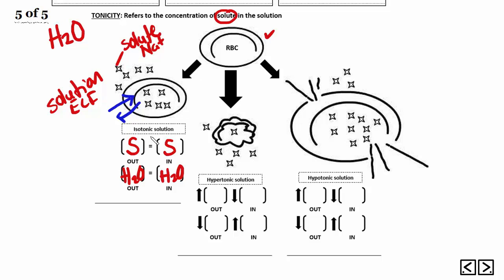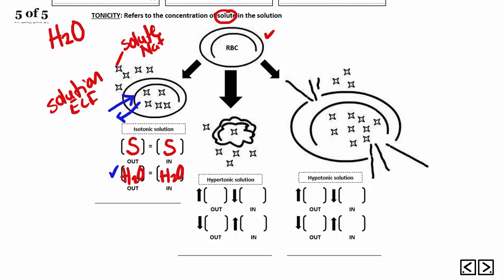So this is called an isotonic solution, where there is equal concentration of solutes. That's what the tonicity refers to. But then the flip side of that is we can figure out the water concentration. If there's equal solutes, there's equal water.